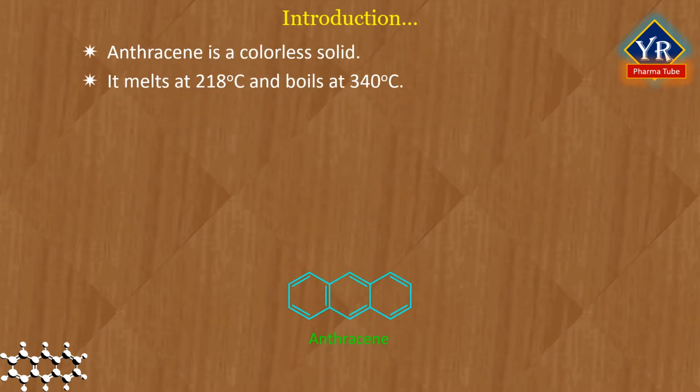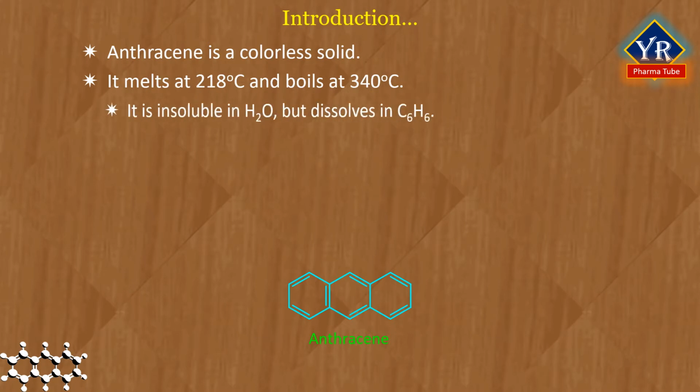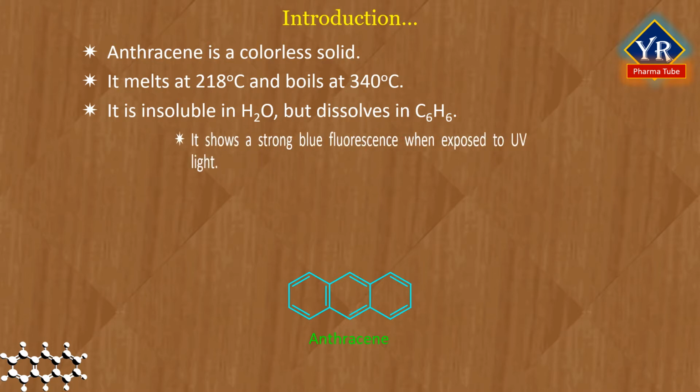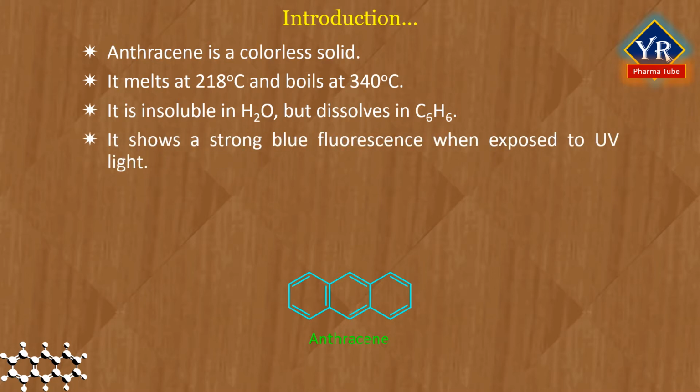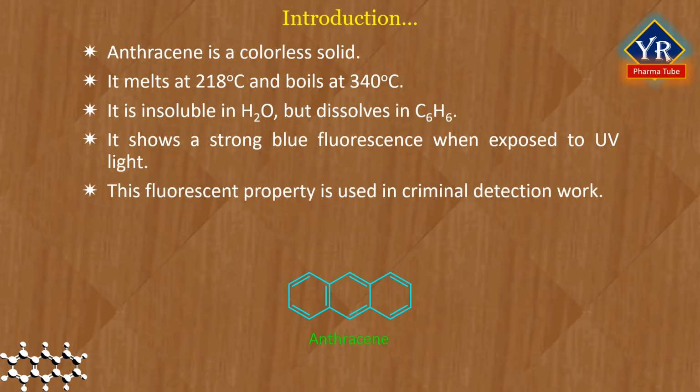Anthracene is a colorless solid. It melts at 218 degrees centigrade and boils at 340 degrees centigrade. Anthracene is insoluble in water but dissolves in benzene. It shows a strong blue fluorescence when exposed to UV light. This fluorescent property of anthracene is used in criminal detection work, since a small amount of finely powdered anthracene on clothing, skin, currency, etc. is not detected under ordinary light but easily noticed when exposed to UV light.